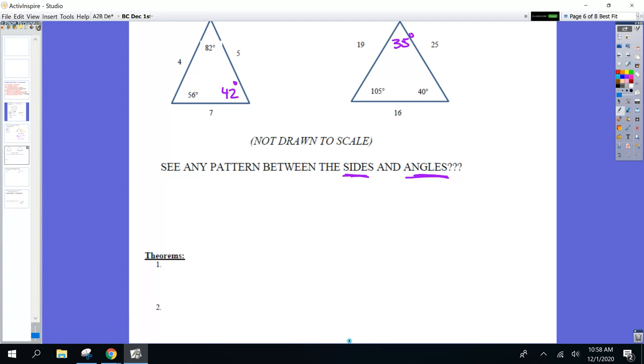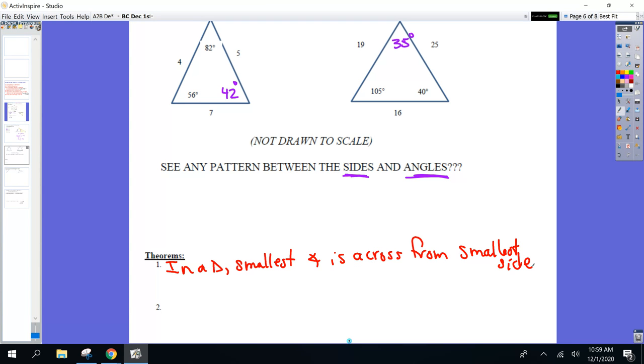So that's your first theorem right there: in a triangle, smallest angle is across from smallest side. Always. That will always be true. There's no exceptions to that. Smallest angle is across from the smallest side. And number 2, it's just the same exact theorem except biggest angle across from biggest side. All right, in a triangle, biggest angle is across from the biggest side.